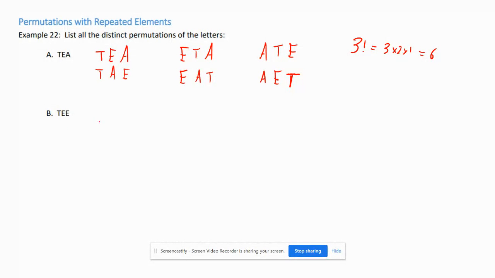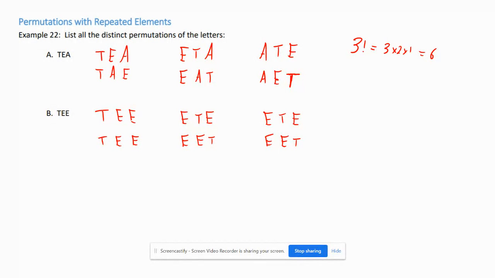Now, what I'm going to do for this one over here is I'm going to list them out again. I'm going to follow the exact same pattern that I followed over here. So my first one would be T, E, E. Flip the second 2 letters. Begin with the first E. Flip these ones. Begin with the second E. And then flip the other ones as well.